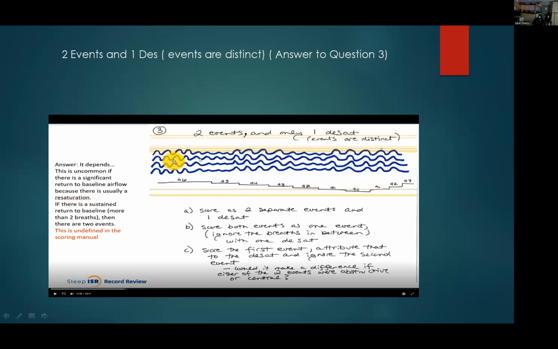They say the answer is it depends, because the picture is not clear. This is uncommon if there is a significant return to baseline airflow, because there is usually a resaturation. If there is a sustained return to baseline of more than 2 breaths, then there are 2 events. But again, they say it's undefined in the scoring manual.